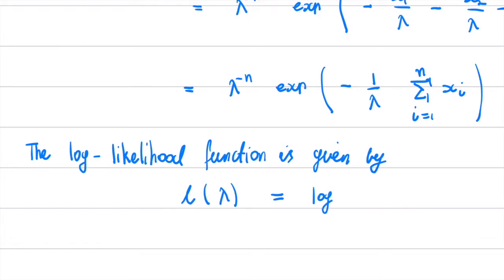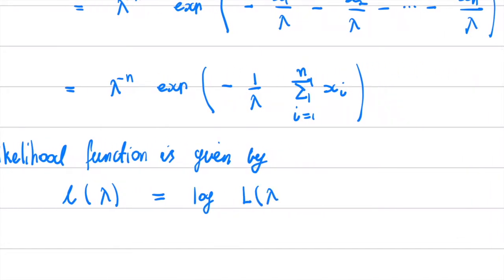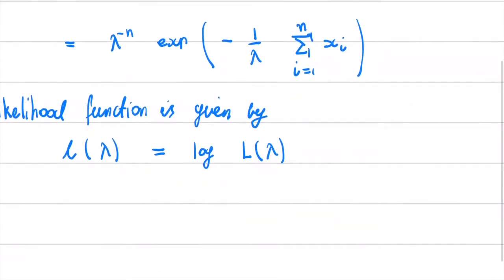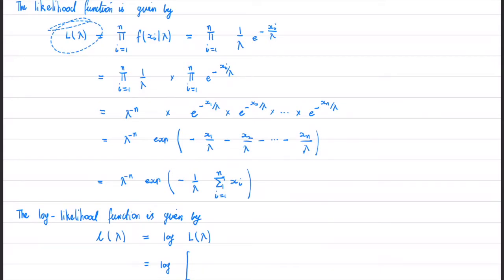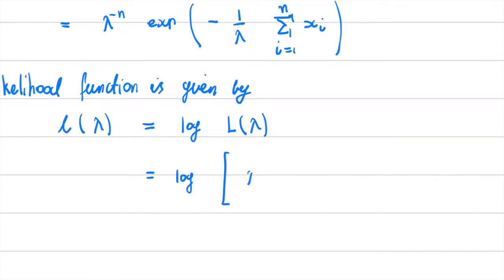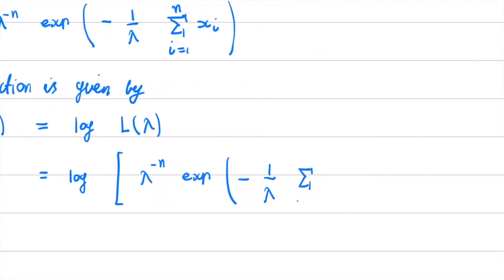Well, the log likelihood function is log l of lambda. Remember here that the log in this case refers to log base e by default. So now I'm going to take my expression that I found for the likelihood function, which was this expression there, and plug it in here: negative n exp of negative 1 on lambda, sum of i equals 1 to n xi. Alright, we're getting somewhere here.